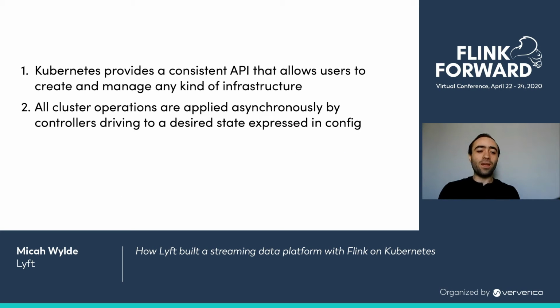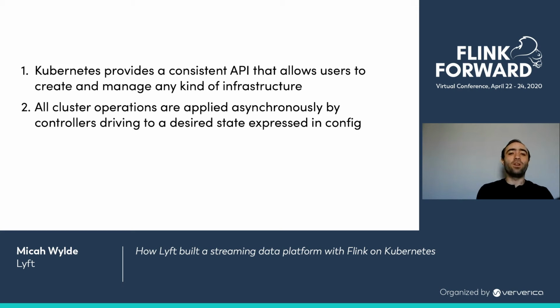So takeaway, Kubernetes is a consistent API to all of your cluster infrastructure. Whatever infrastructure you have, whether it's an instance, a database, or a Flink application, Kubernetes provides a consistent way to create and manage all that infrastructure. The other thing that is really surprising about Kubernetes is that all of these operations happen asynchronously by these controllers that are driving the cluster to a desired state from your configuration.